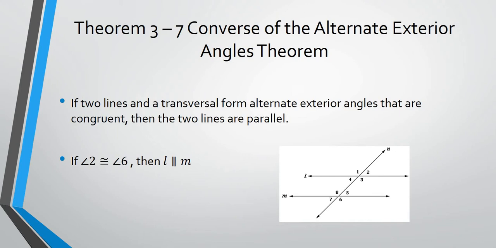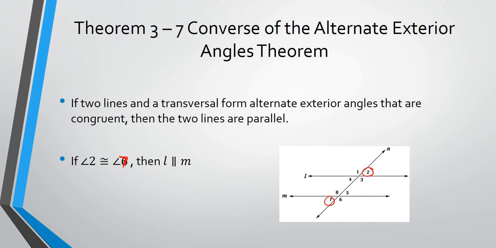And the last one, I think, is our theorem of the alternate exterior angles. If two angles in a transversal form an alternate exterior pair, like 2 and 7, alternate exteriors, then the lines are parallel. So if angle 2 is congruent to angle 7, then L is parallel to M.